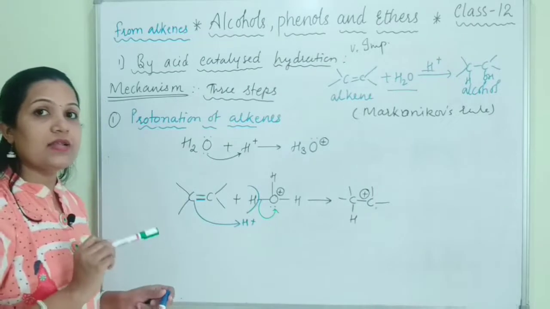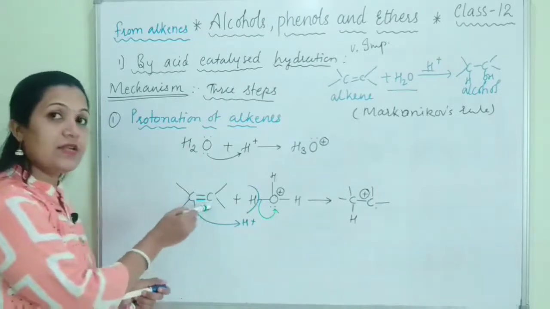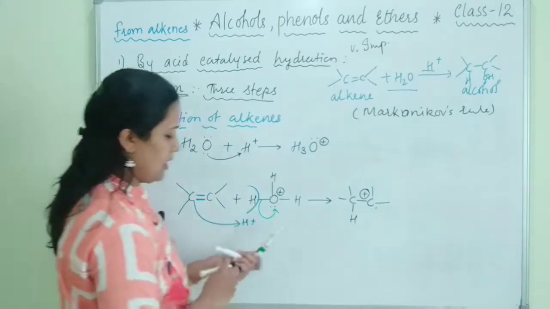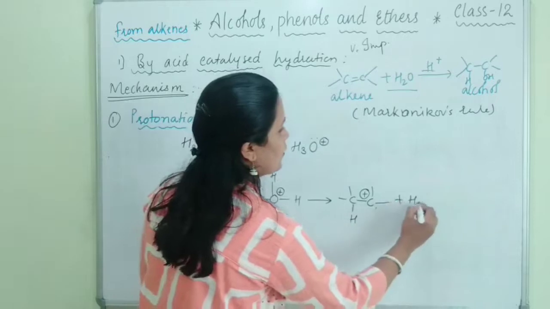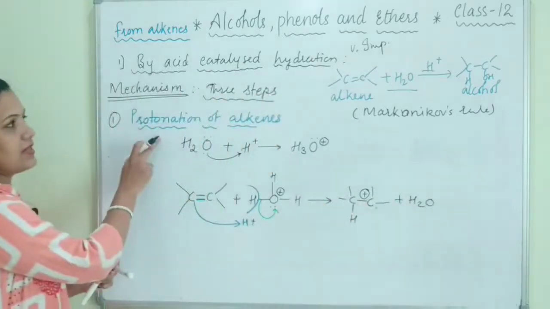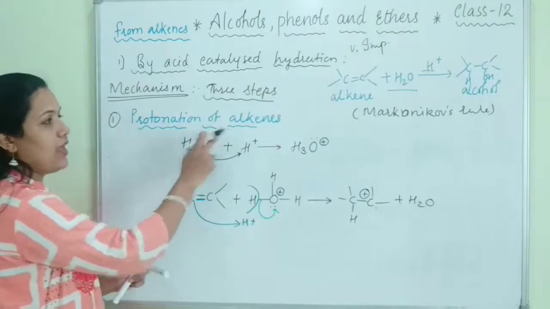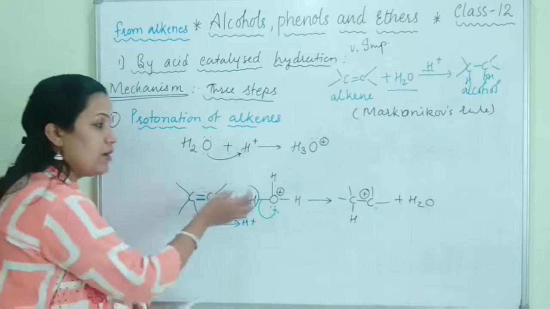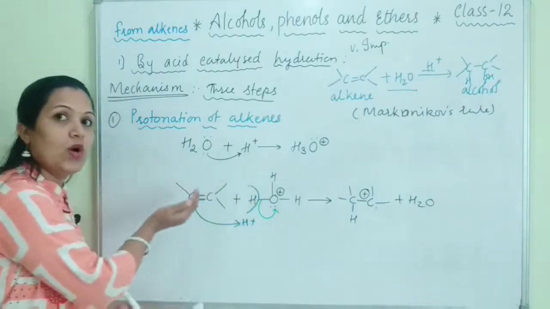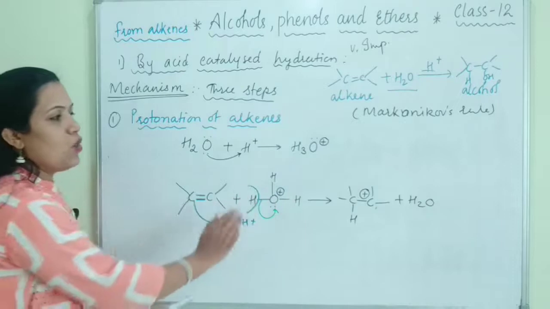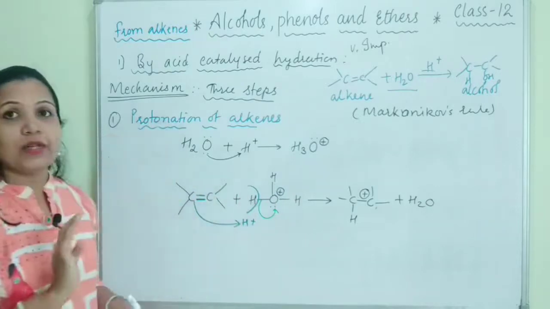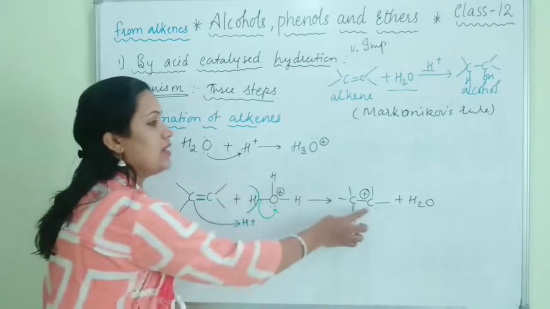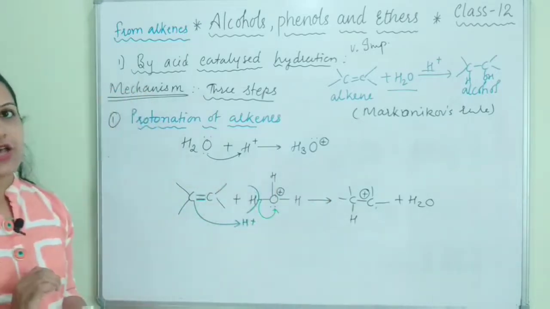Now why has this carbon acquired a positive charge? Because it has given its electron pair to another carbon atom, and it becomes like an H2O molecule. So this is the first step, and that one is protonation of alkenes. In protonation of alkenes, the alkene has taken one hydrogen from the water and it becomes protonated, and that's why it becomes positively charged.